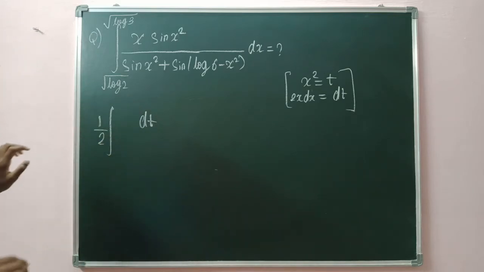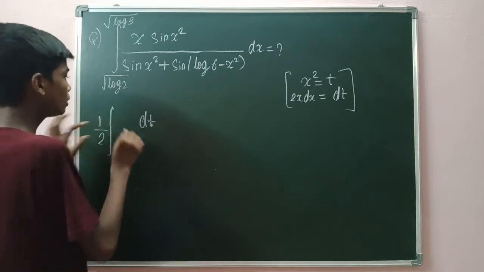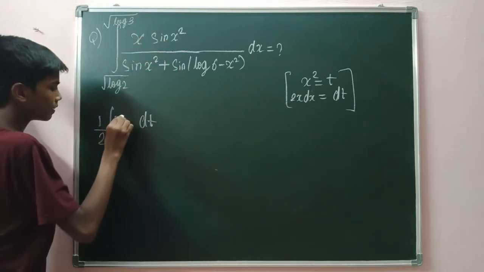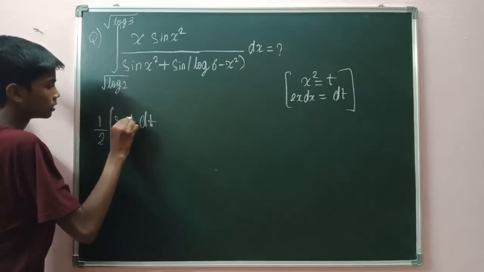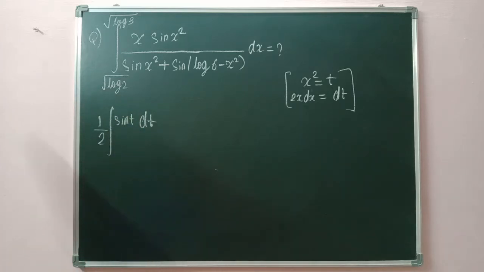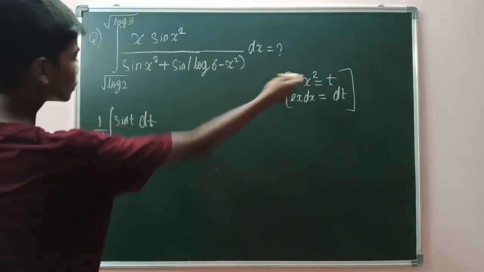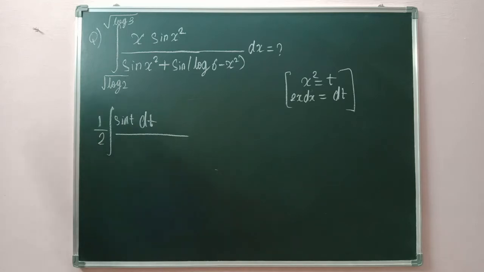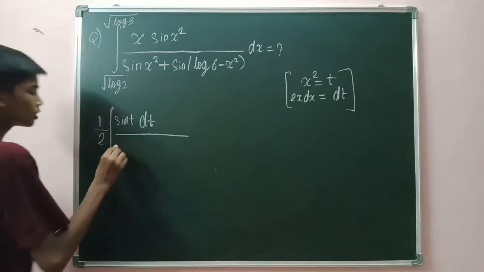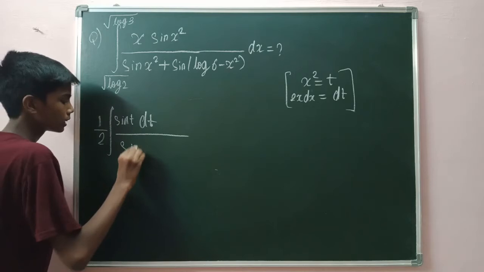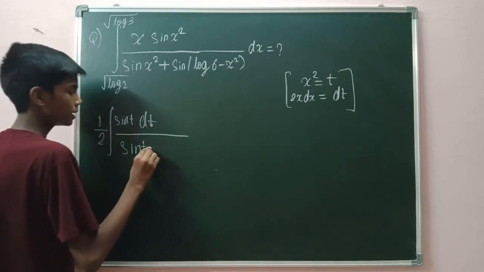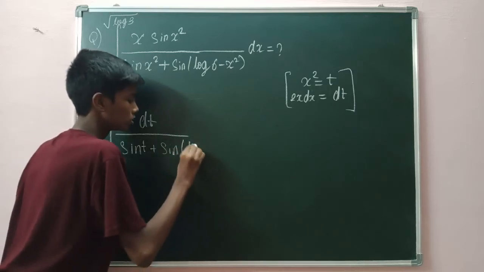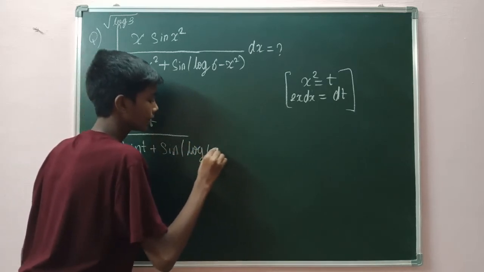Then what I have is dt into sine of x square. Sine of x square will be sine of t. Correct? Sine of x square will be sine of t. Then divided by what I am going to have in the denominator: as x square is t, sine of x square will be sine t only, then plus sine of log 6 minus t.